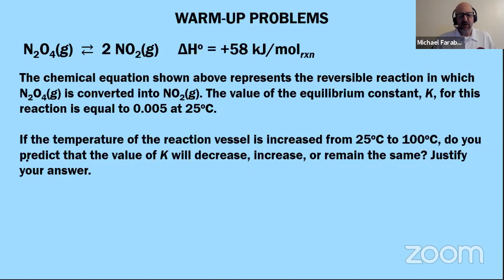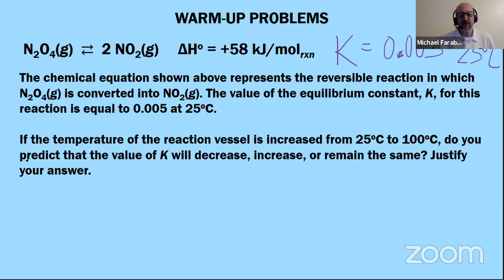So here we have a chemical reaction between N2O4 on the left, and then we have two molecules of NO2 on the right. The chemical equation shown above represents the reversible reaction. You can see the double arrows there, in which N2O4 is converted into NO2. And the value of the equilibrium constant for this reaction, that's capital K, is equal to 0.005. Now, we're not doing any calculations with the equilibrium constant, but just note that this particular value is at 25 degrees Celsius. That's important because something is about to change.